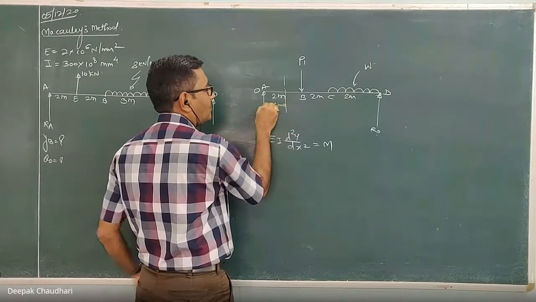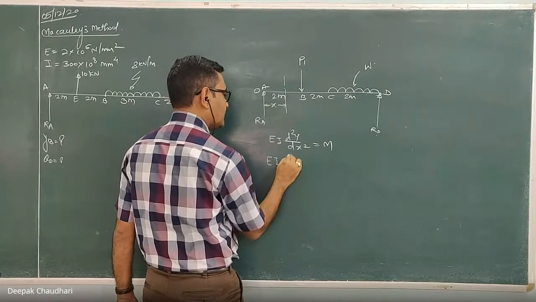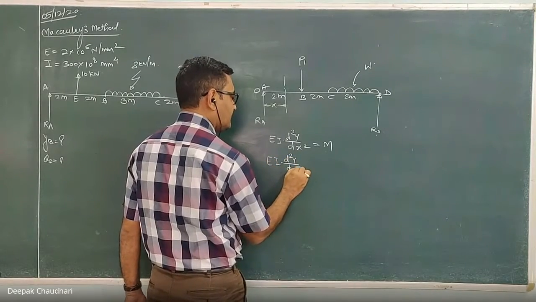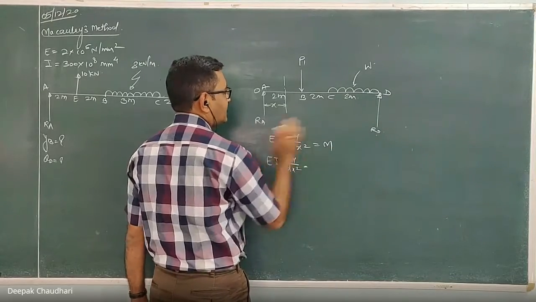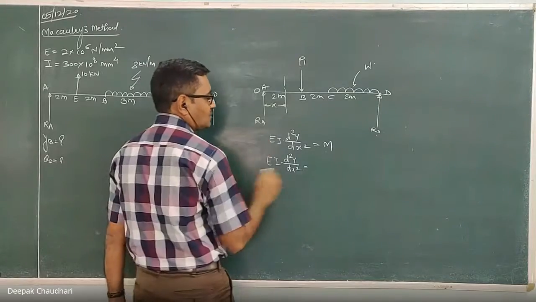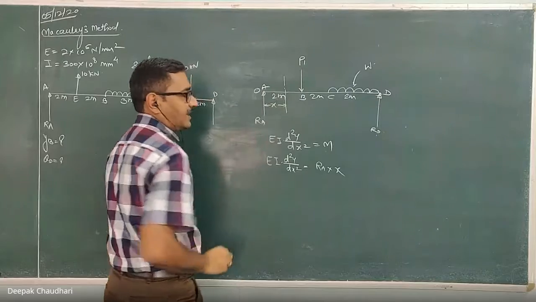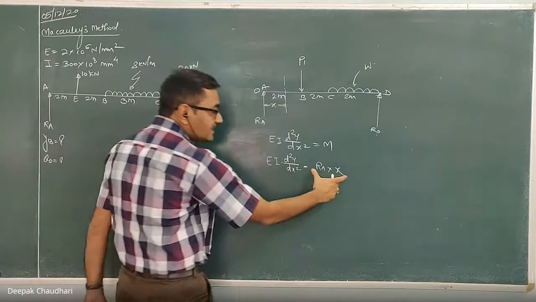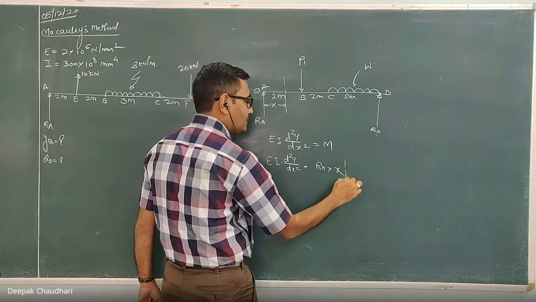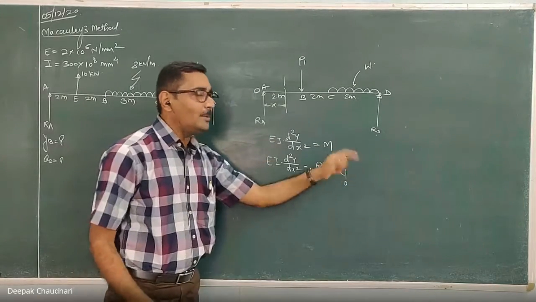Then consider one section at a distance of x from the origin. So this equation, EI d²y/dx² is equal to, I'm writing this general equation of the bending moment. If I take the section here, then the bending moment is RA into x, the moment of RA. It is sagging, so positive. This equation is valid from 0 to 2 meter. After 2 meter, this equation is not valid.